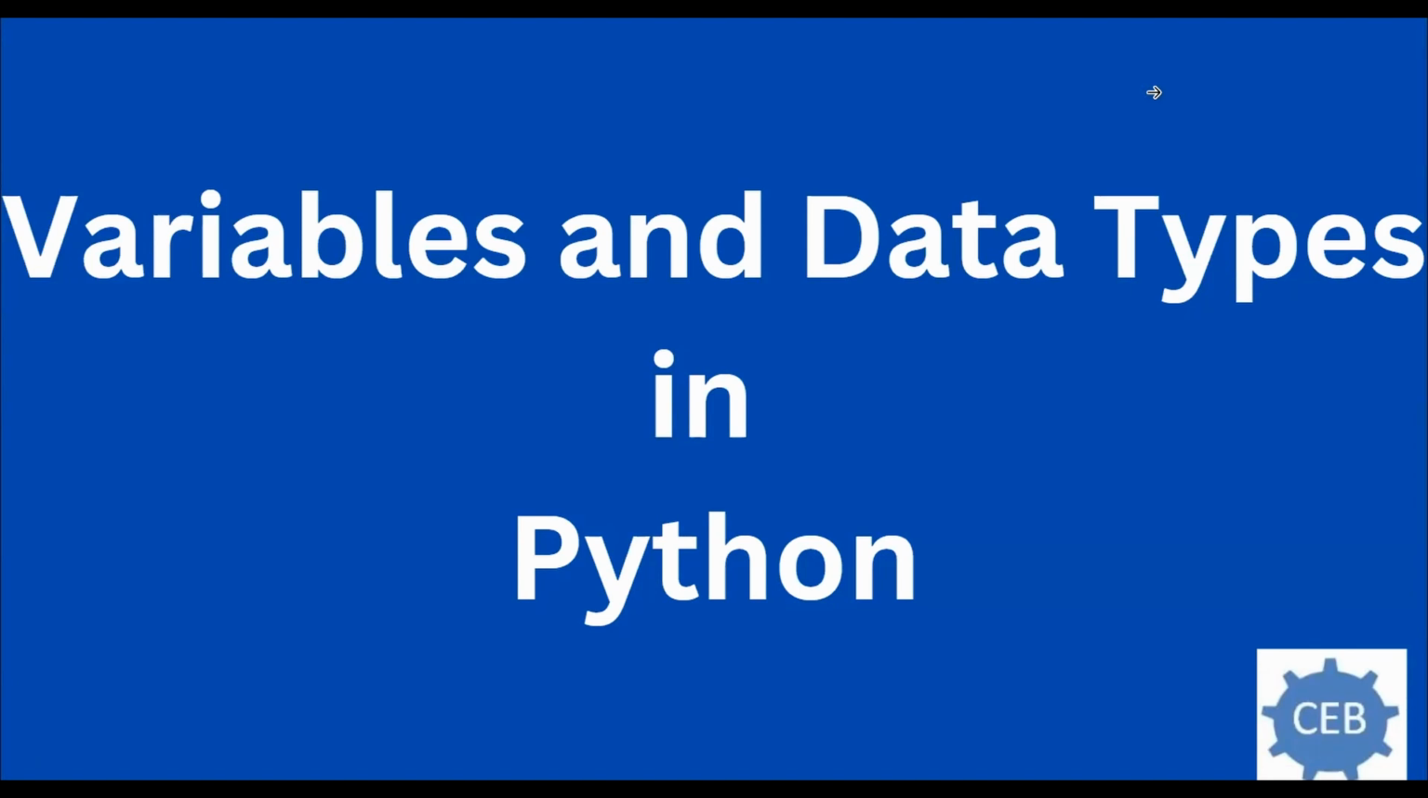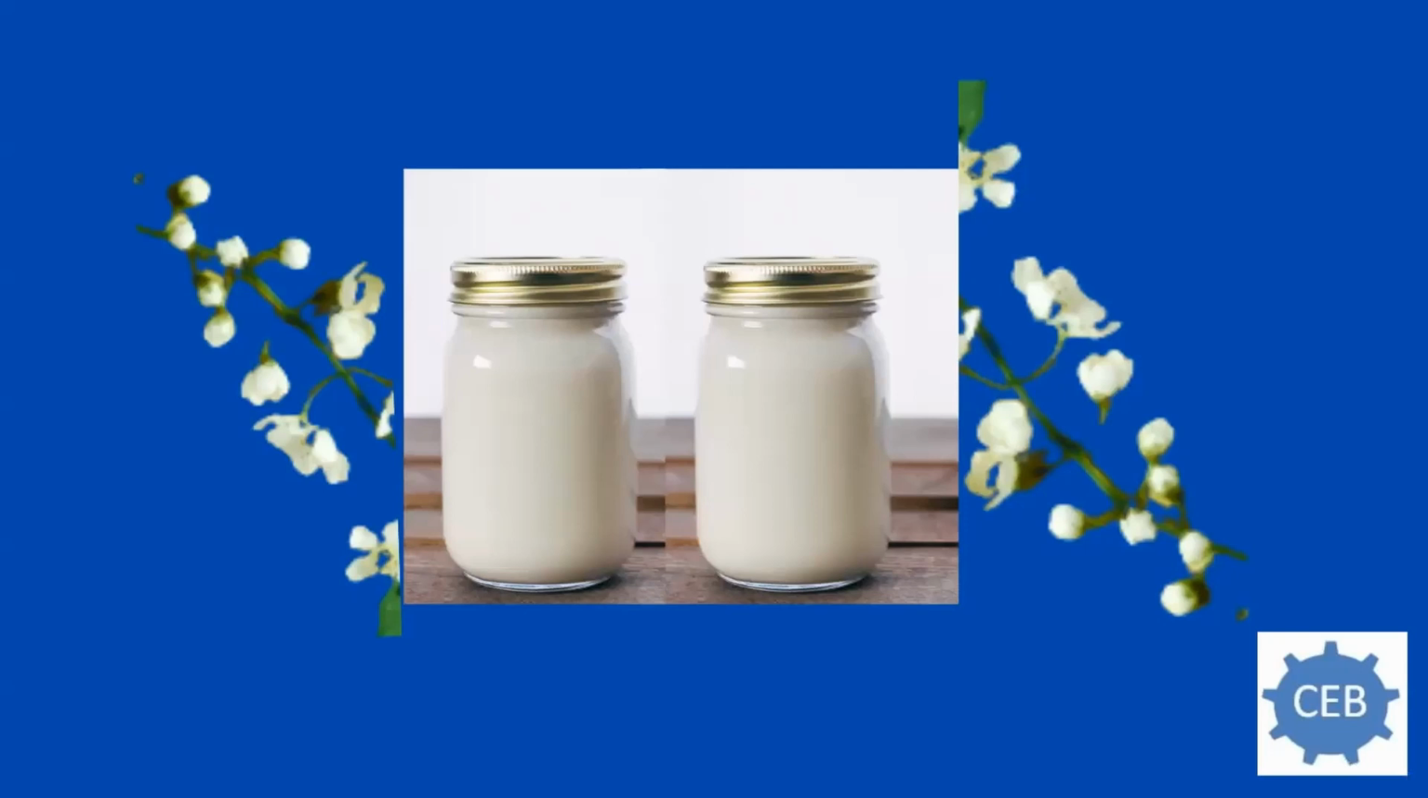Today we will understand the concept of variables. Let's start with a story. Assume that I wanted to bake a cake, so I went to my kitchen and prepared all the ingredients. When it came to sugar, there were two similar looking jars. One had salt and the other had powdered sugar in it. But I didn't know which jar had what.